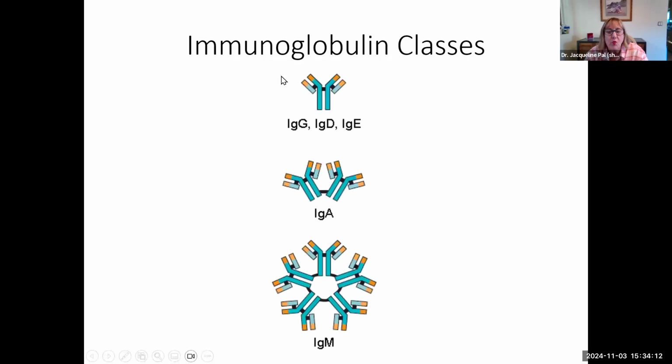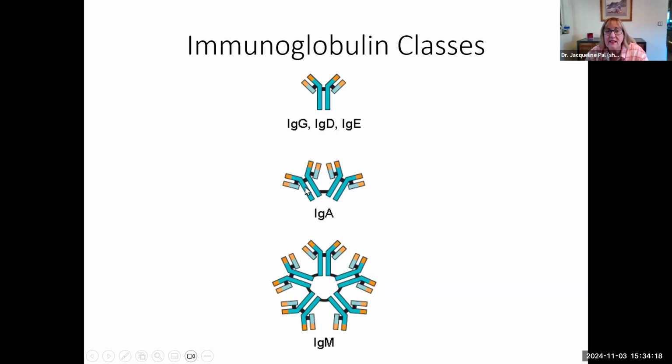So it's kind of like the Greek versus Latin, same term for the same thing. And we have five different classes of immune globulins or immunoglobulins. These are abbreviated Ig for immunoglobulin. And you would think they would be A, B, C, D, E, but they're actually not. Okay, so three of the classes are that simple Y shape.